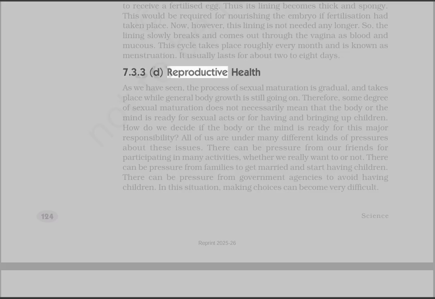7.3.3 D. Reproductive health. As we have seen, the process of sexual maturation is gradual, and takes place while general body growth is still going on. Therefore, some degree of sexual maturation does not necessarily mean that the body or the mind is ready for sexual acts or for having and bringing up children. How do we decide if the body or the mind is ready for this major responsibility?